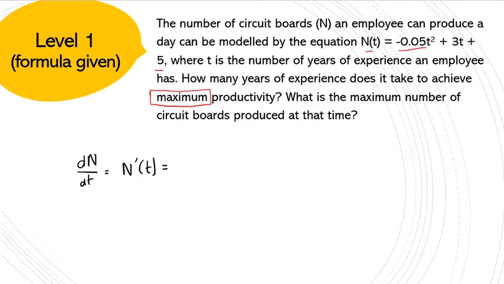And here we go. So -0.05 t squared. We're going to take the t squared, move the 2 in front, and we're going to have 0.1 t. 3t, we change into a 3, and we drop the t. So we know that we are going to have maximum productivity when this equation is equal to 0. Let's do a little rearranging.